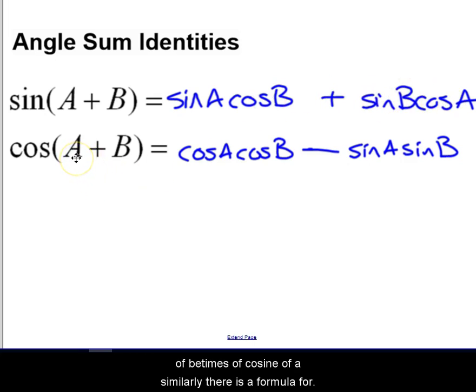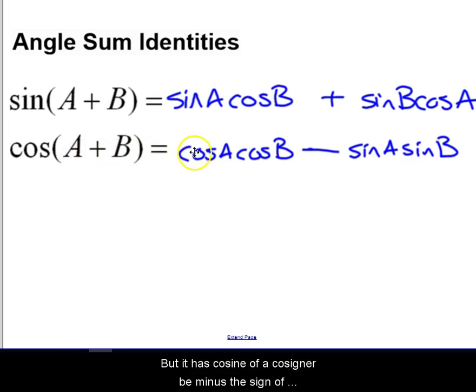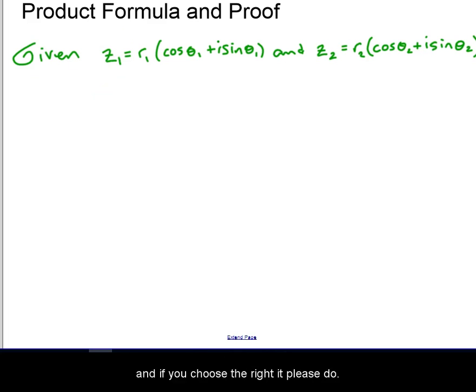Similarly, there is a formula for cosine of a sum of two angles, but it has cosine of A, cosine of B, minus the sine of A, sine of B. So these blue sides of the formula are going to come up in our proof, and I need you to recognize, or I will help you recognize, that in fact those are equal to the left sides. Okay. So say I've got two numbers of this form. You do not need to write this down, but I would like you to stick with me on the proof, and if you choose to write it, please do.